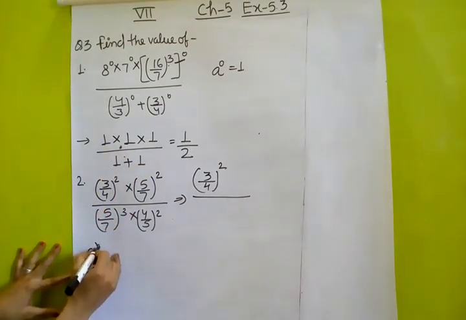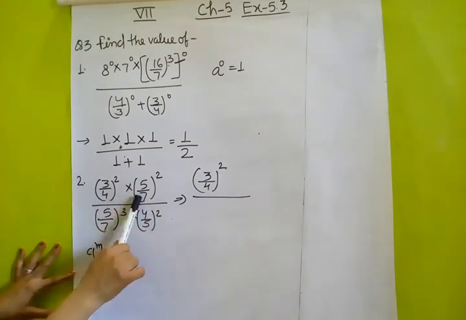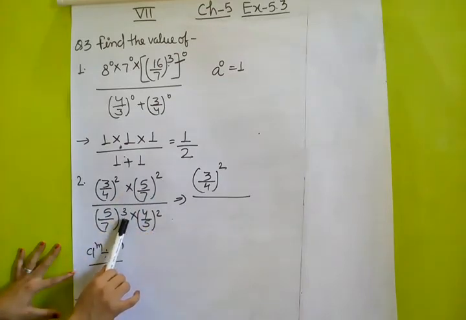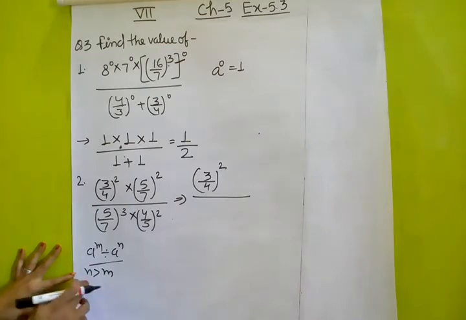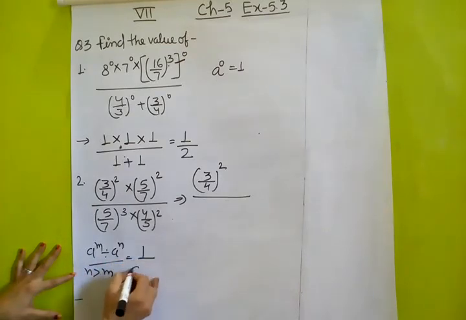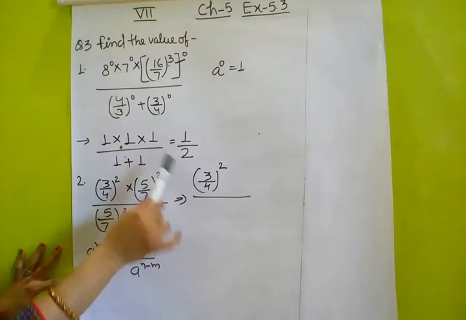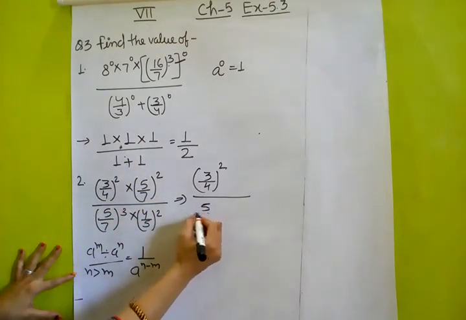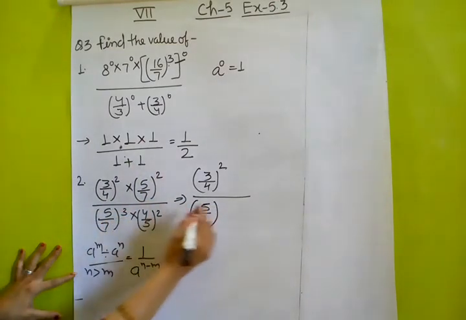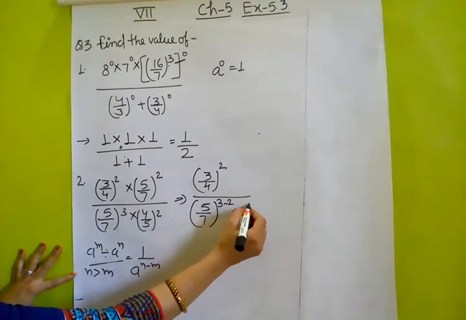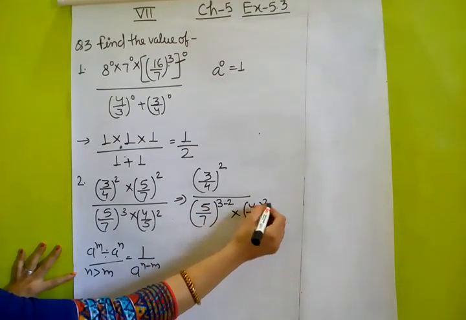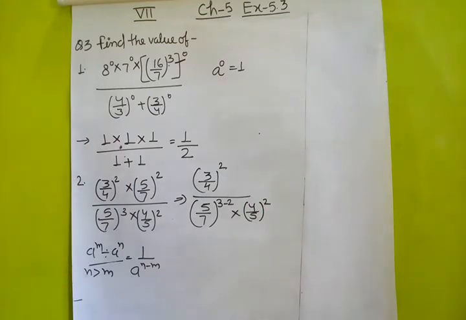Like students, a power m divide a power n. Like this both are given. So first of all we will see this is power, this is m and this is n. Which one is greater? n is greater than m. And when n is greater than m, what can we write? 1 upon a power n minus m. So here 5 upon 7 is given. This 5 upon 7 with power, where can it come? Downside. So students, 5 upon 7 power 3 minus 2 we can write, and then 4 upon 5 power 2 can come as it is. Okay students.